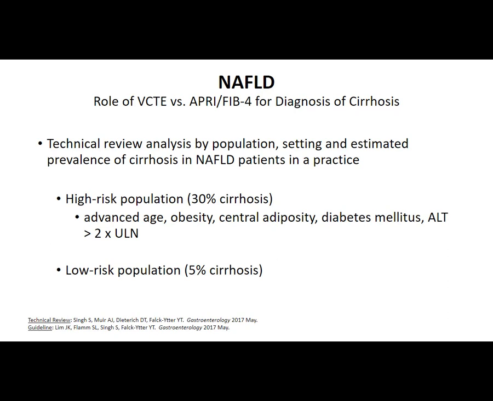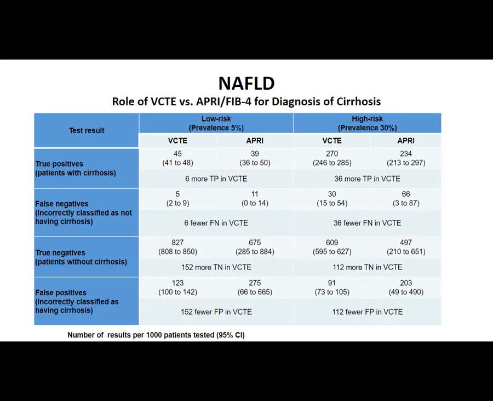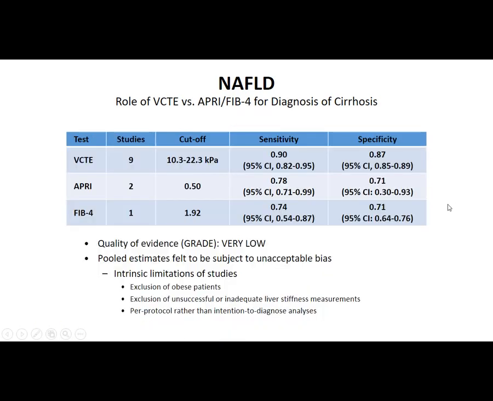So this was a technical review by population, setting an estimated prevalence of cirrhosis in NAFLD patients in one practice. So if we look at a high-risk population, that 30% might have cirrhosis, the risk factors being advanced age, obesity, central adiposity, diabetes, and ALT over 2 times the upper limit of normal. And then the low-risk population, where we might find cirrhosis in about 5% of the population. So this is a difficult slide to read, so I think we're just going to move right on. And it's a little bit easier here to see.